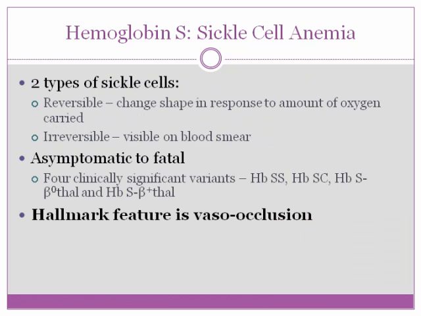Let's keep moving. So there's 2 types of sickle cells, the reversible ones that can just change back and forth depending on the amount of oxygen it carries, and then the irreversible that just always stay sickled in look.